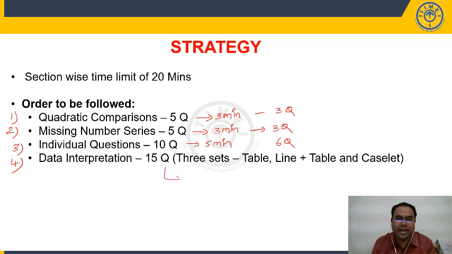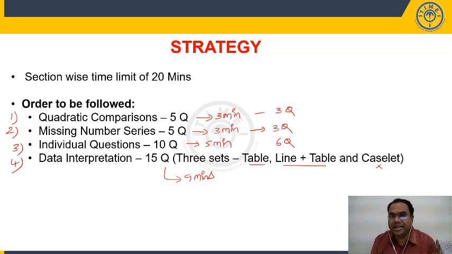Spend 9 minutes of time on this particular data interpretation. You can do 2 things. One, you spend some 5 minutes on table, 4 minutes on line plus table. Generally we suggest that leave the caselet in the exam unless it is very easy. But when you look at this particular paper, the caselet is also easy. So you can do 2 things.